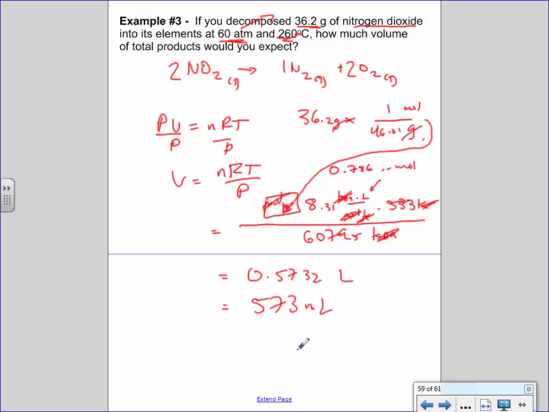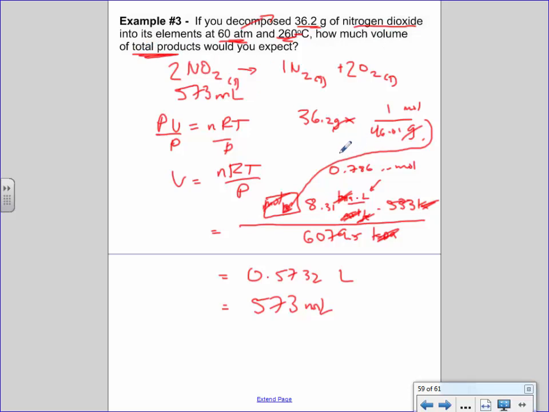I'm not even ready to do sig digs yet, because here's what I'm missing. This right here is 573 milliliters that we started with. But that's not what the question asks. It says, how much volume of total products would you expect?